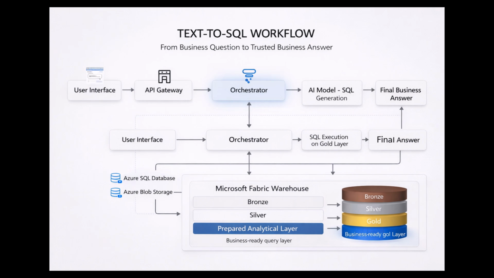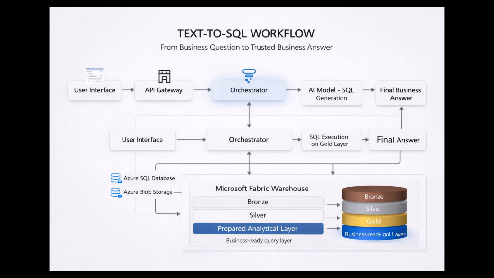Now that we have looked at the development structure, the Azure environment, and the Microsoft Fabric Data Factory data layer, let's connect everything through the workflow diagram. This diagram shows the full process from the moment a user asks a question all the way to the final answer. Everything starts in the user interface. The question moves through the API gateway to the orchestrator. This is where the most important processing happens. The orchestrator understands the question, prepares the right context for the model, and guides the entire flow.